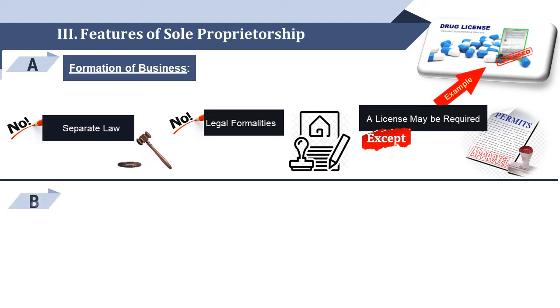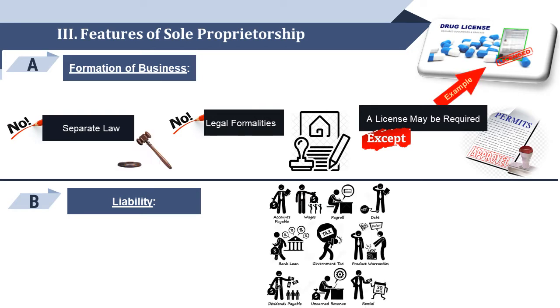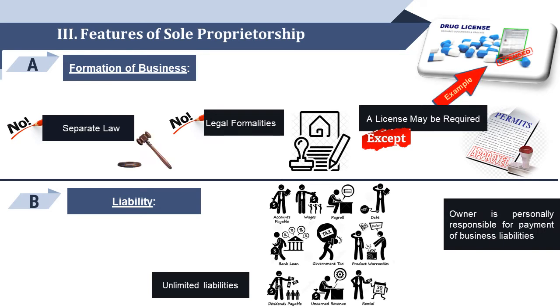The second one is liability. Here the owner has unlimited liability. The owner is responsible for payment of business liabilities from personal sources if business funds are not sufficient to meet all the liabilities. For example, Aman has to pay off his loan of rupees 1 lakh. But if his assets can realize only 70,000, Aman cannot pay that 70,000 only and save himself from paying 30,000 by saying that he has no more money to pay. He has to arrange that 30,000 from his personal resources and pay the entire loan.